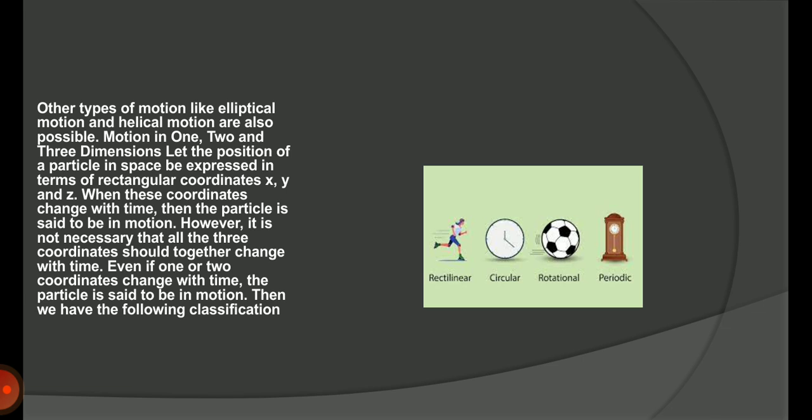Motion is one, two and three dimensional. Let the position of the particle in space be expressed in terms of rectangular coordinates x, y and z. When the coordinates change with time, then the particle is said to be in motion. However, it is not necessary that all three coordinates should change together with time. Even if one or two coordinates change with time, then the particle is said to be in motion. Then we have the following classification.